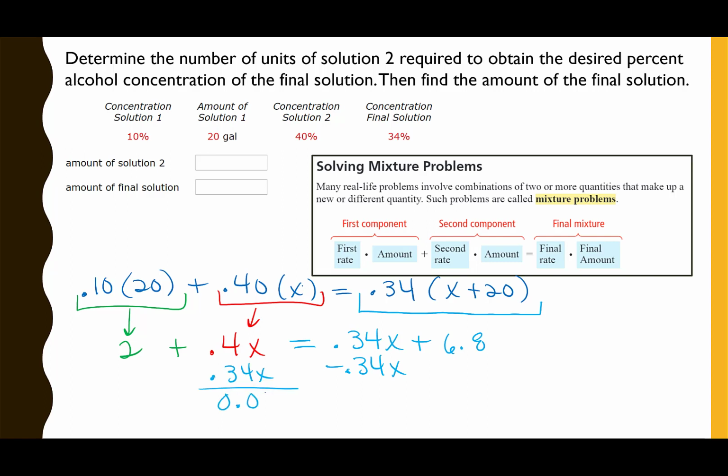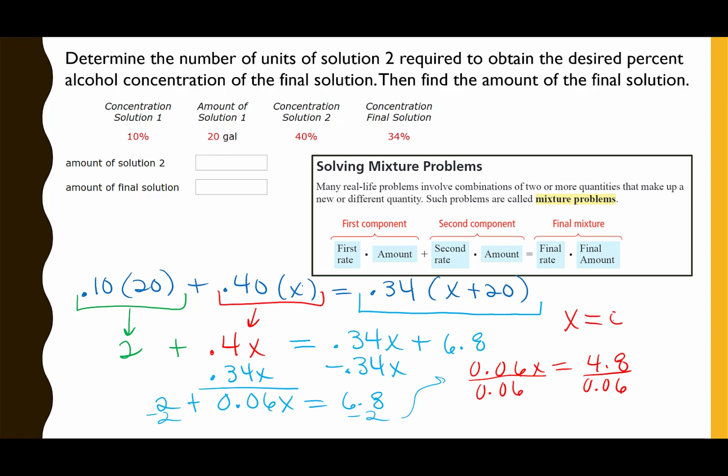This is 0.06x. Okay, now the equation is 2 plus 0.06x equals 6.8. I'm going to subtract 2 from both sides. So now the equation looks like 0.06x equals 4.8. One more step, divide both sides by 0.06 to get x equals 80.